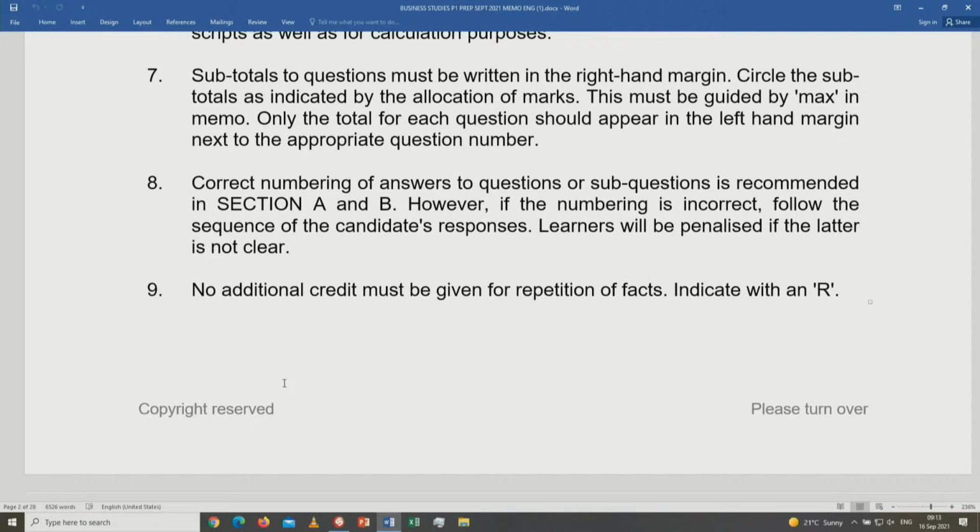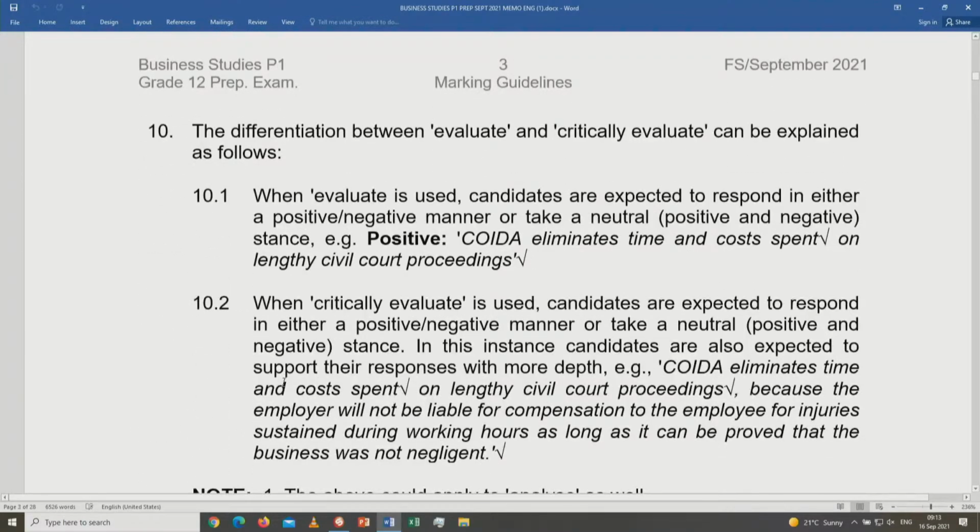Number 9, repetition. No additional credit must be given for repetition of facts, and indicate that with an R. And then differentiation between evaluate and critical evaluate can be explained as follows. This note has been there for some time now, but it's just to draw a line between these two verbs, and we are not using critically evaluate at the moment, but it is there in the memos because our subject is evolving and there are changes that come year in, year out. Who knows, this may be brought back. So it does not mean because it's not used in the paper, we should not take note of it.